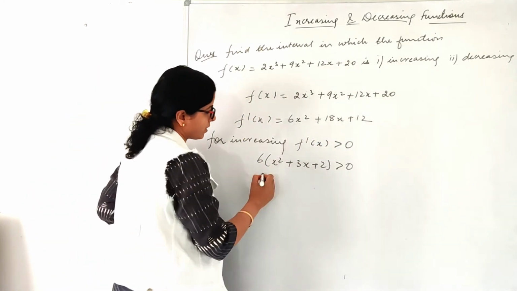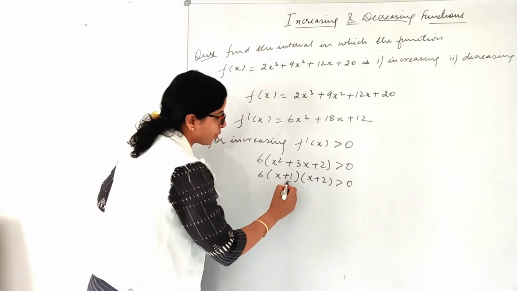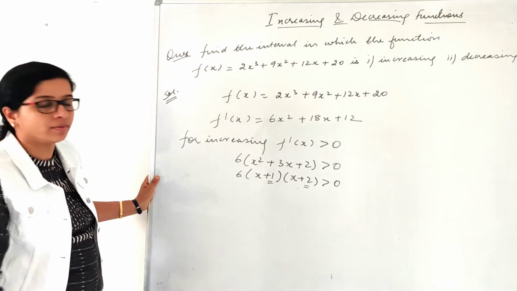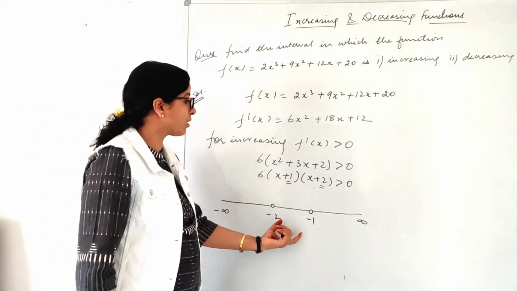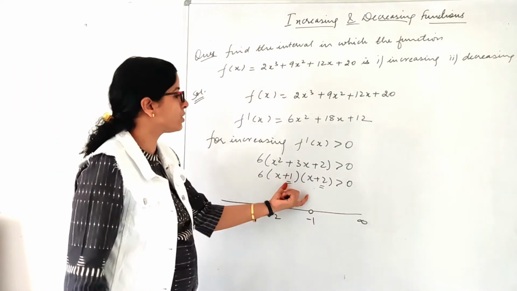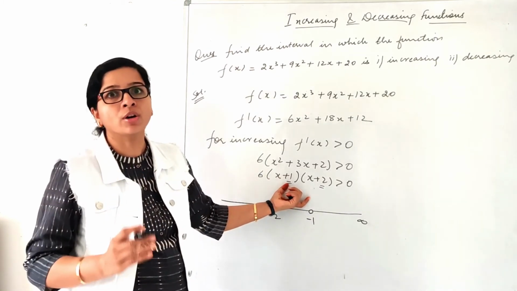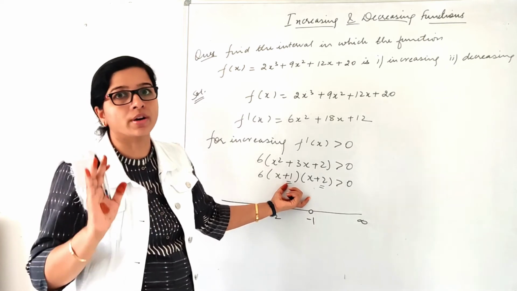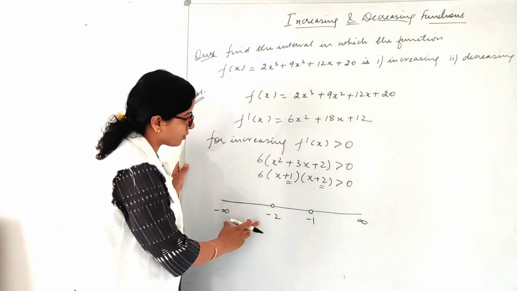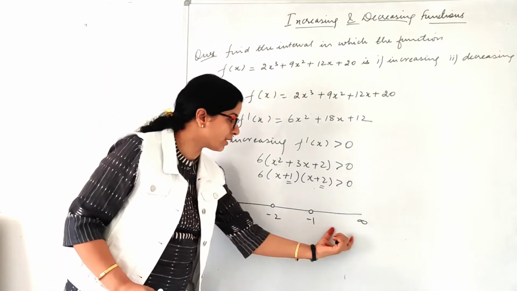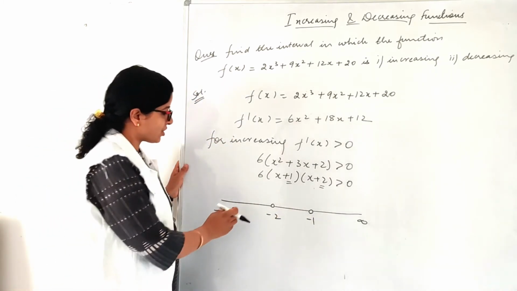Now we can split it, okay? These are my critical points, -1 and -2. Let us plot on the number line. The critical points are not included on the number line because if we substitute the critical point, my f'(x) will become 0. So we cannot make out whether the function is increasing or decreasing, right? Now let us substitute various values of x between this interval and this interval. So let us check with -3.